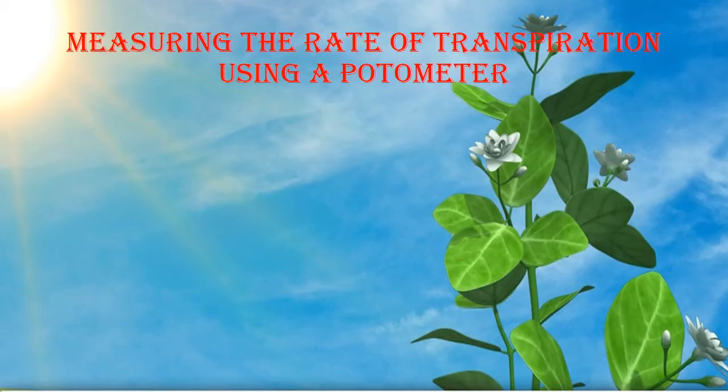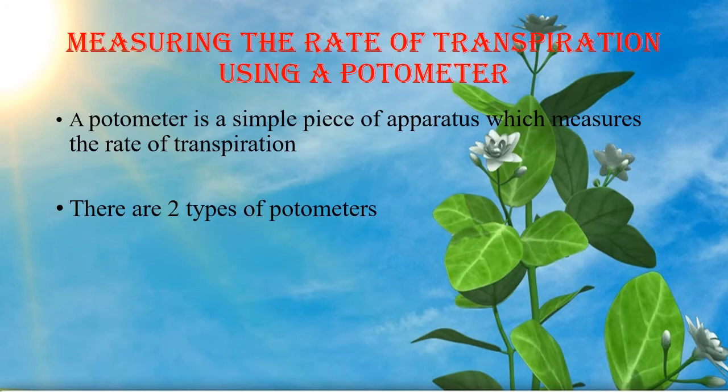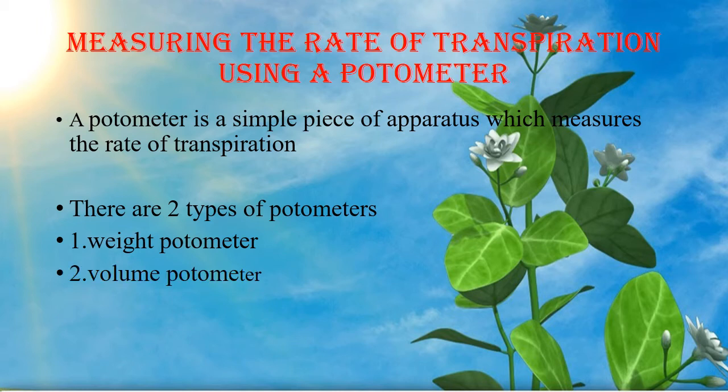Now we know about transpiration. The rate of transpiration can be measured using a potometer. What is a potometer? It's a simple piece of apparatus which measures the rate of transpiration. There are two types of potometers. First one, weight potometer. Second one, volume potometer. Let's learn about those potometers in detail now.